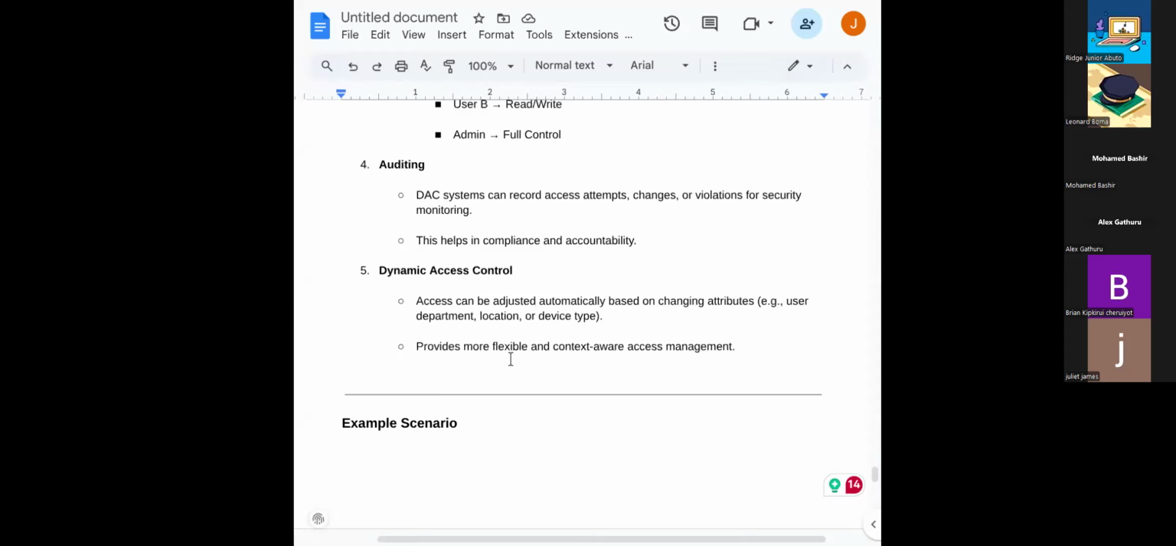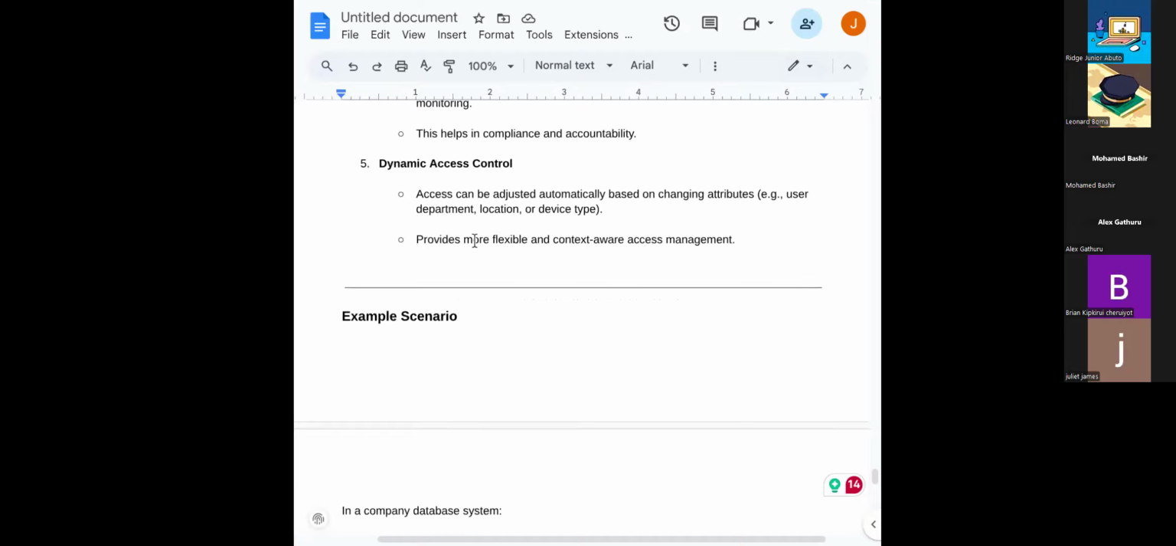And also there is auditing. We said that you can also record the number of attempts someone has tried to read something, to change something, to delete something. You can get that. And there's dynamic access control, where access can be adjusted automatically by changing attributes.